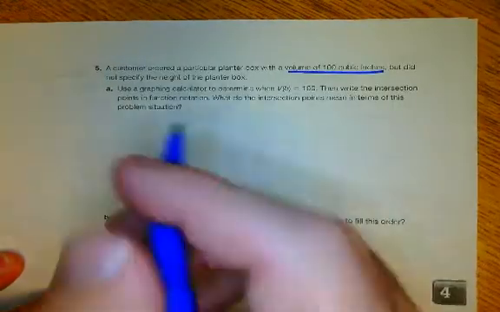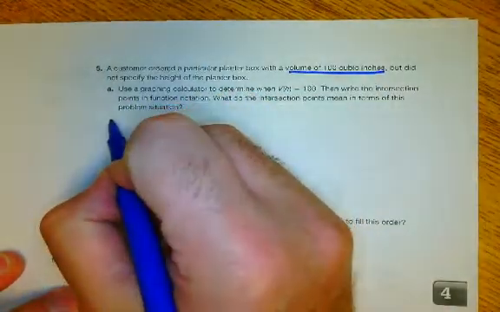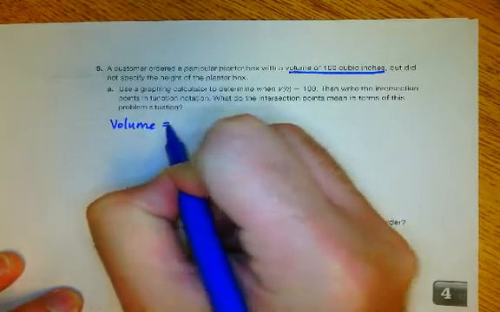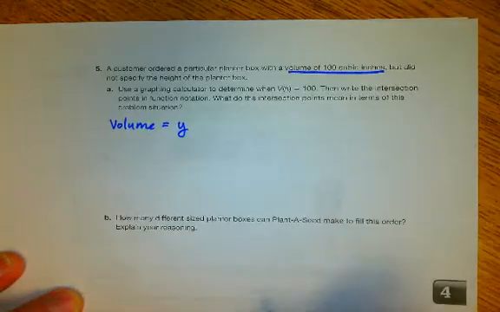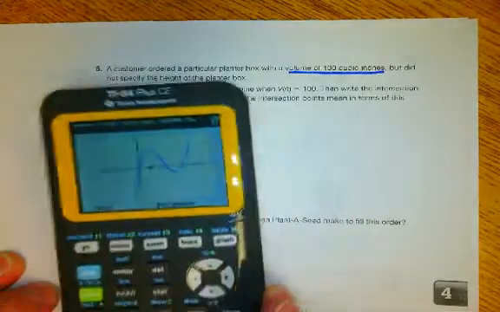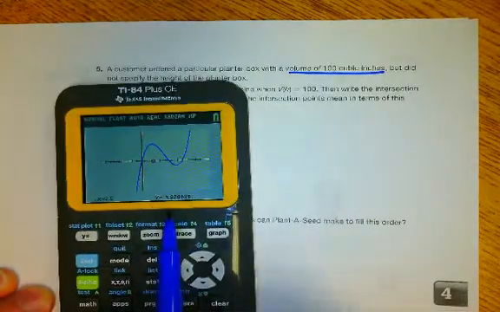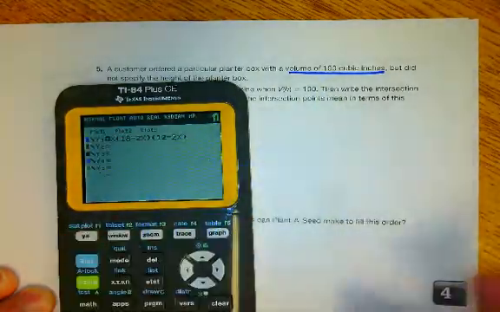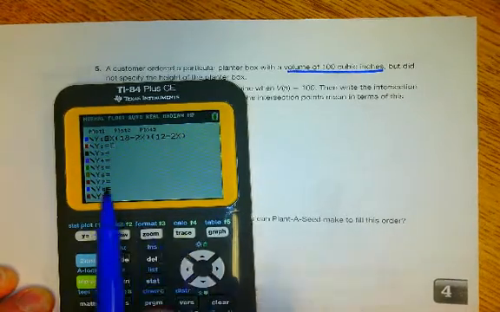We want our volume to be 100 inches. Okay, now if you remember from before, volume equaled our y variable. So if I look at my graph, I want to be able to find when will my y variable equal 100. There's a nice easy trick here that we can do with our calculator.